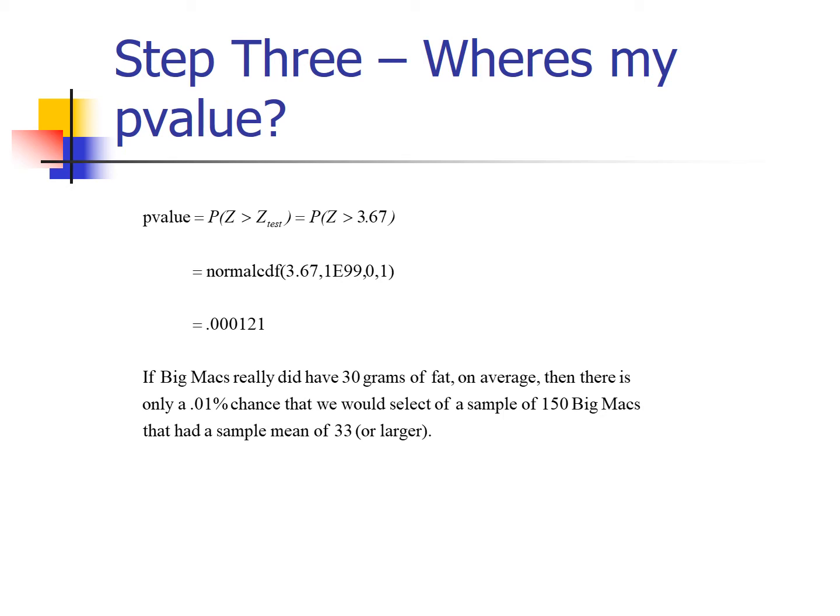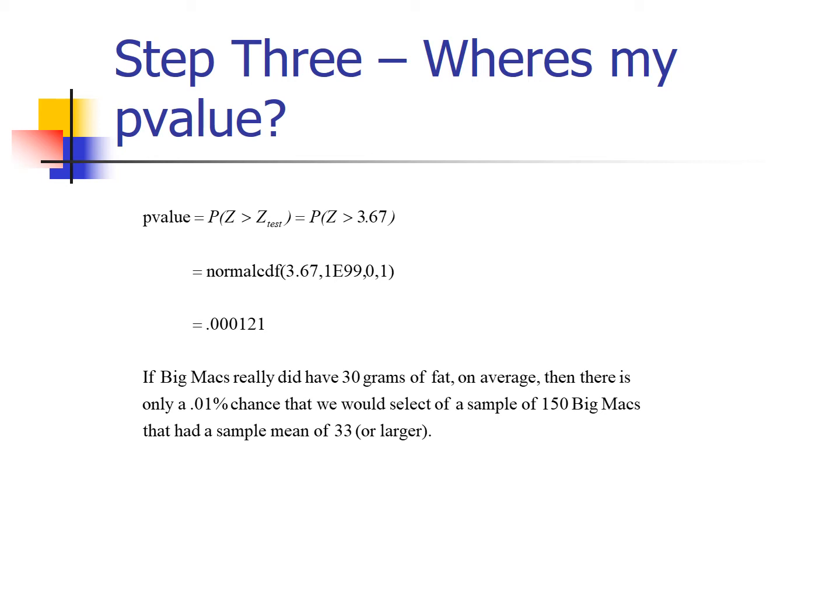My lower bound is 3.67. In theory, there is no upper bound, so I do 1 gajillion, 1 times e to the 99, 0, 1. I do that, I get 0.000121. What does that number tell me?